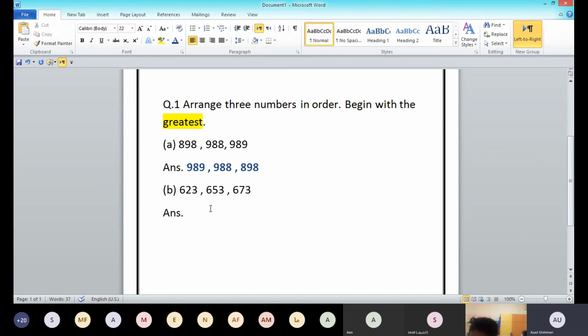I will write first 673. Why? Because it is having highest tens among all. All the hundreds are same, but this 7 is highest among 5 also and 2 also. So I will write 673 first. Then 5 is greater than 2, so I will write 653 then, and then 623 in the end. In this way we have to complete.